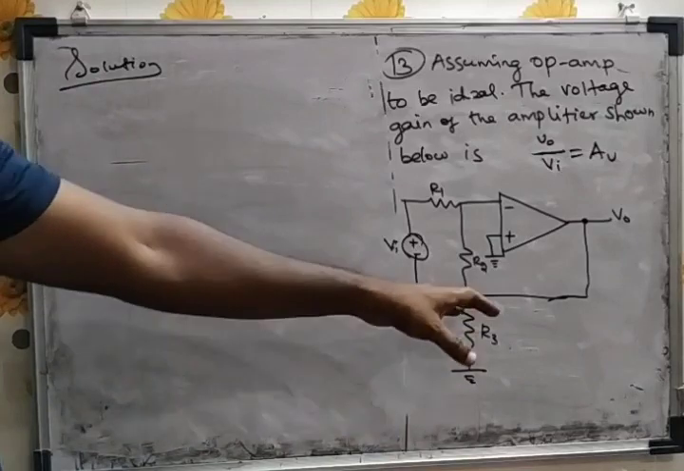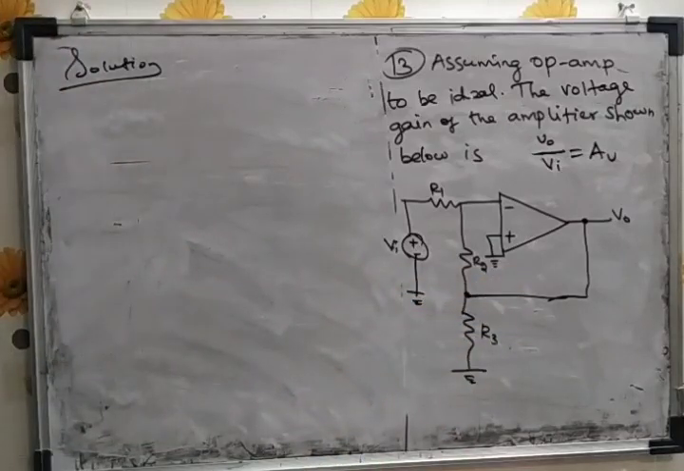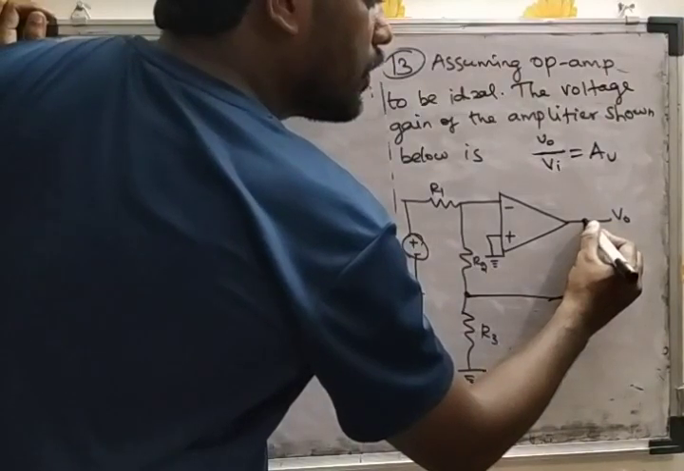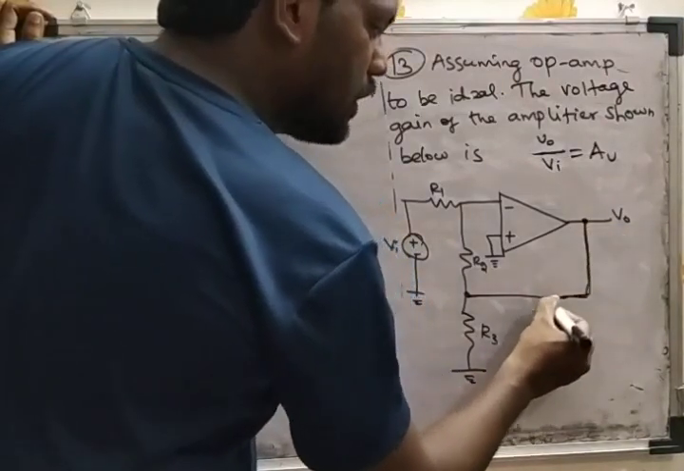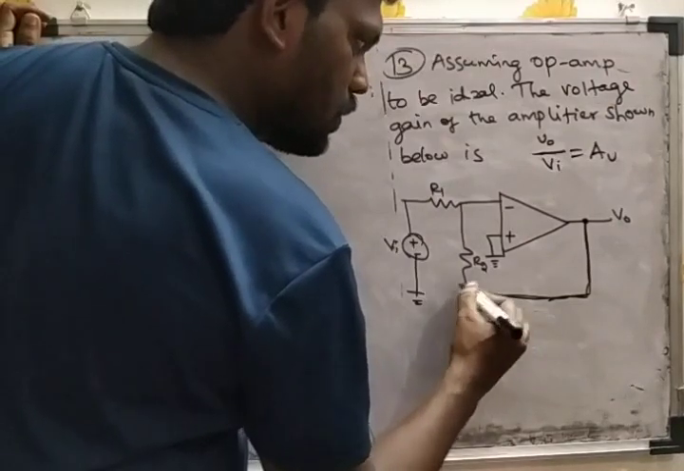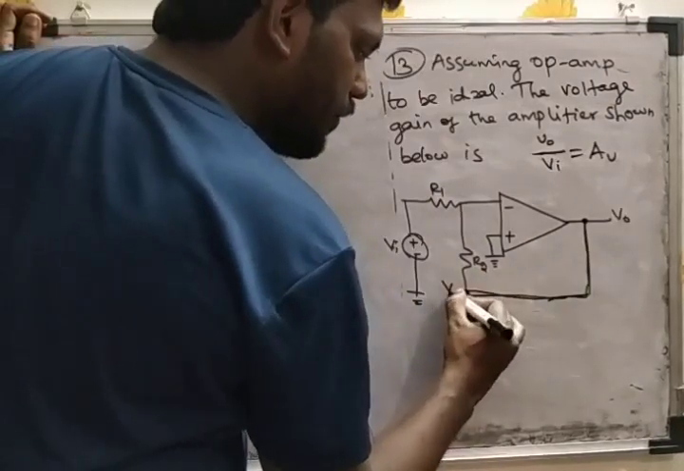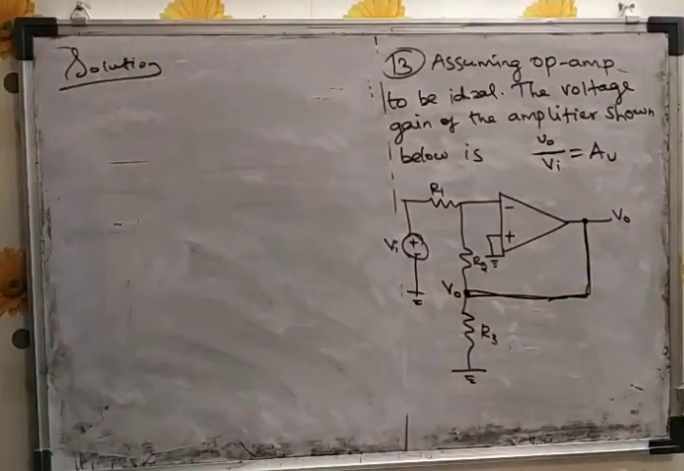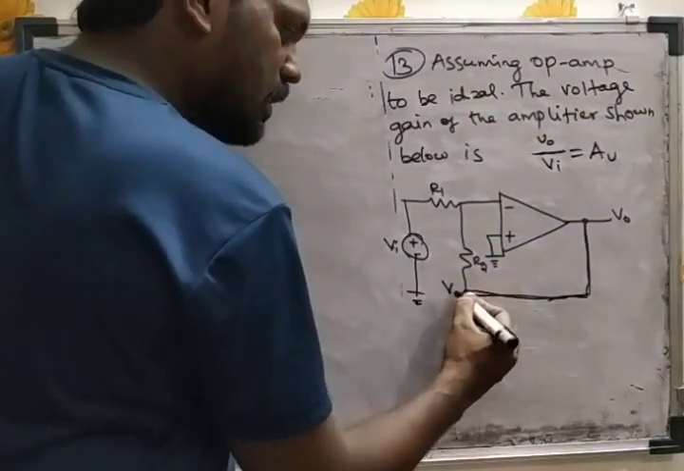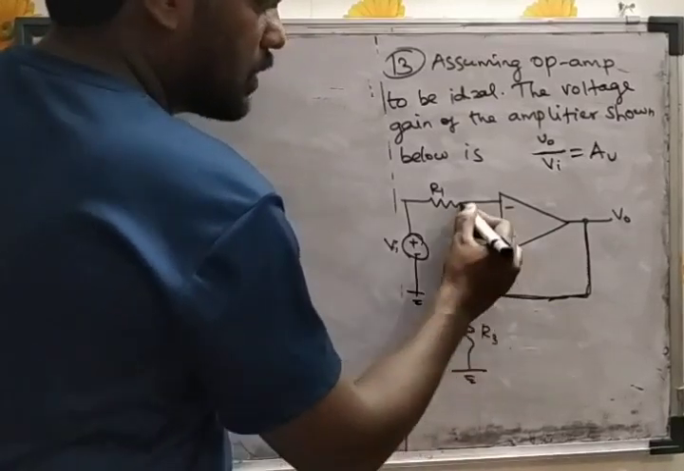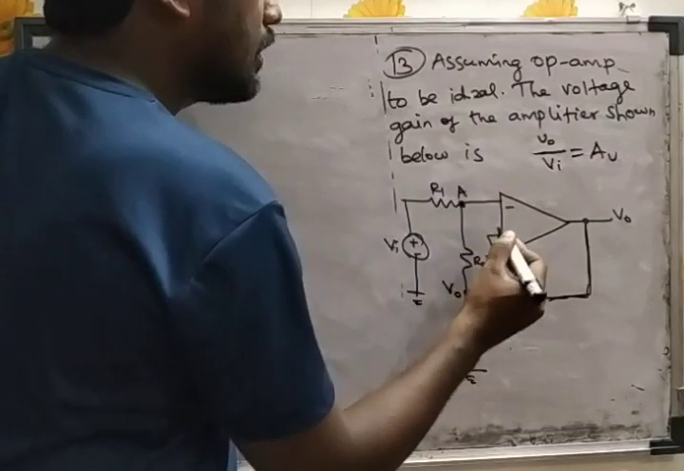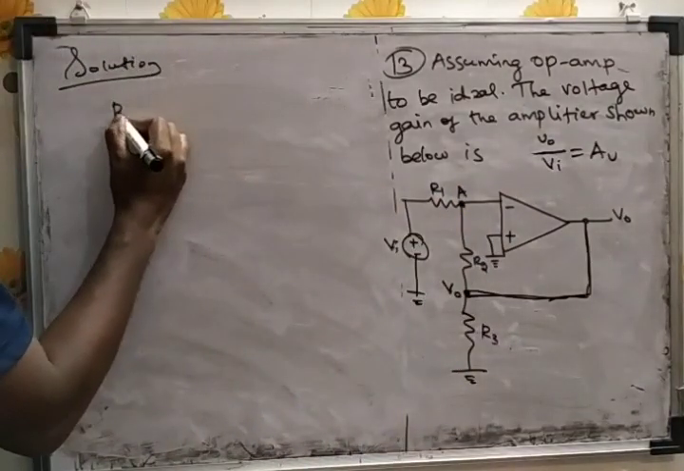So from this circuit we know that V naught is connected to this point. So this point also has voltage V naught only. So both points are the same only. So this point voltage is also V naught. So I am taking this point as A by virtual ground.